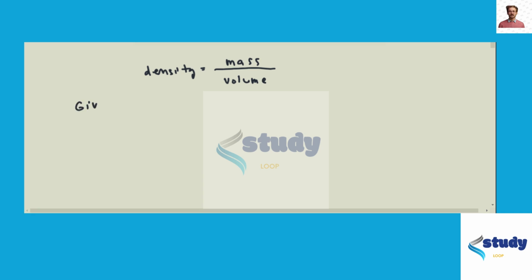So consider we have a sample of ethanol which mass is given to be 45.23 grams and the density is equal to 0.789.